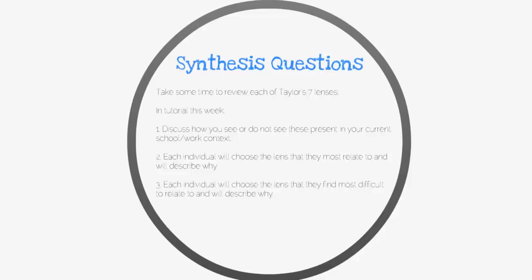Each individual in our group will choose the lens that they most relate to and will describe why. That might depend on your own background or something that's happened in your life, but there will probably be one of these lenses that you're most comfortable with. And you're going to choose the lens that you find most difficult to relate to and describe why. So hopefully when we get to tutorial, we'll have a very rich discussion that will demonstrate to you that we each use transformative lenses differently.